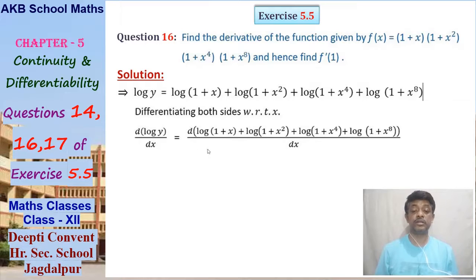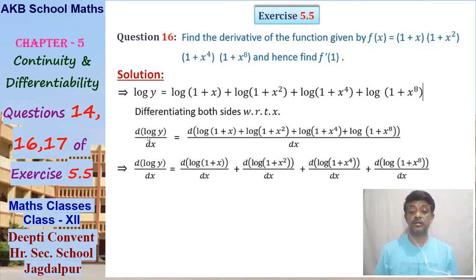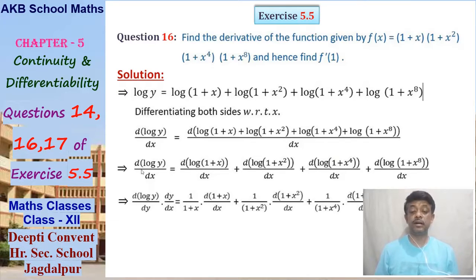On the left side d(log y)/dx, on the right side the derivative of all four terms, distributed: d(log(1+x))/dx plus and plus and plus, and so on. The left side is the derivative of log y, dy/dx. On the right side, log(1+x) gives 1 by (1+x) times the derivative of (1+x). Similarly here, 1 over (1+x squared) and the derivative of (1+x squared), and so on. Do this with all 4 terms.